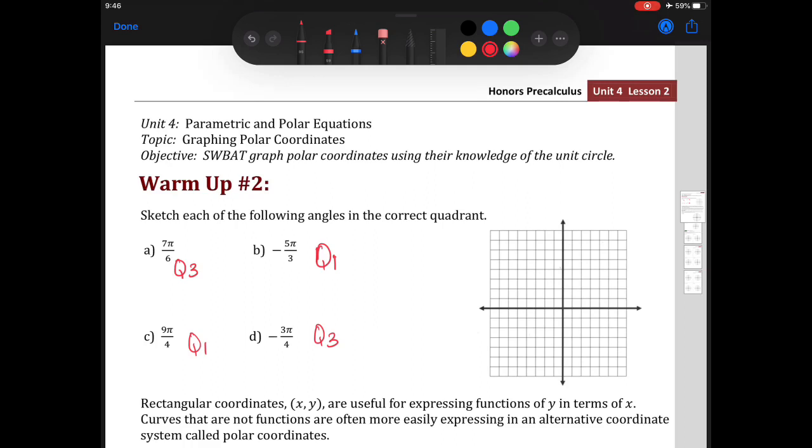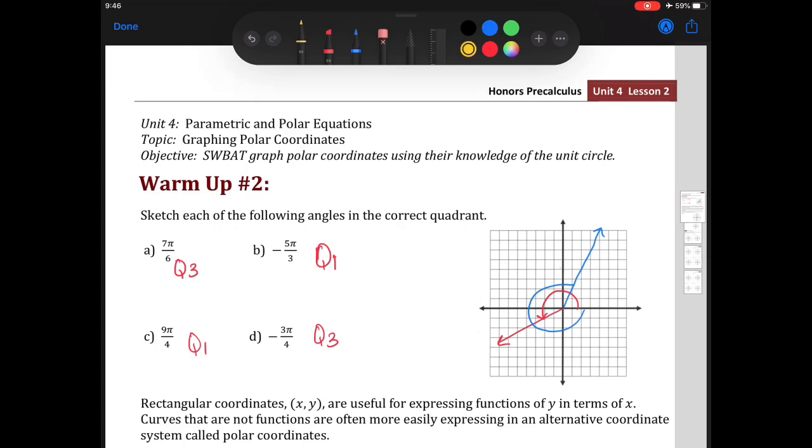So let's do 7 pi over 6. 7 pi over 6 is something here, so that's what it would be like. Actually, it's closer to the x-axis. So that's your 7 pi over 6. Right, I'm going to try to do these in different colors. Negative 5 pi over 3. Since it's negative, it's going to be something like this.